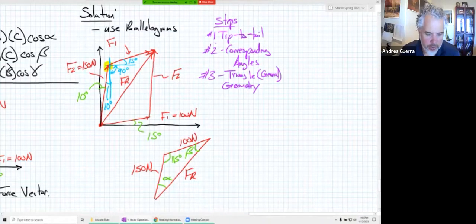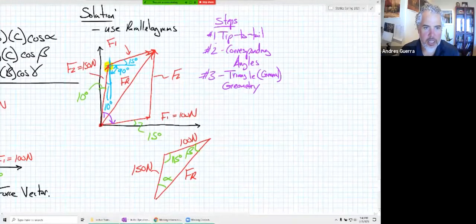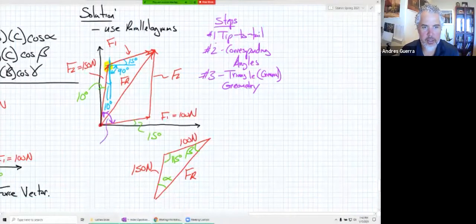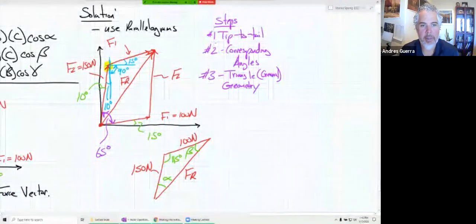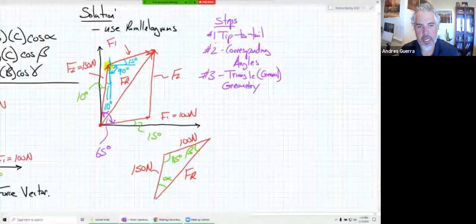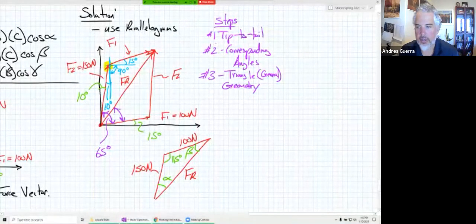I also want to point out something else over here as well. And I wonder if some people thought about this. Can we take, what's this entire angle right there? Wouldn't that be 90 minus 10 minus 15? So that would be like 65 degrees. Could we say that half of it is here? No, right? Okay, so watch that. This is not equal to half of 65 degrees.